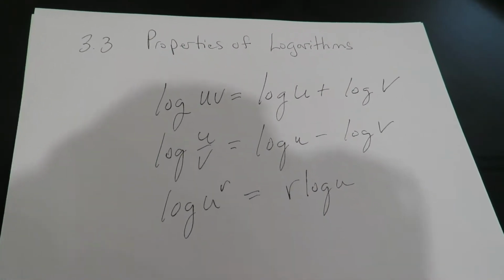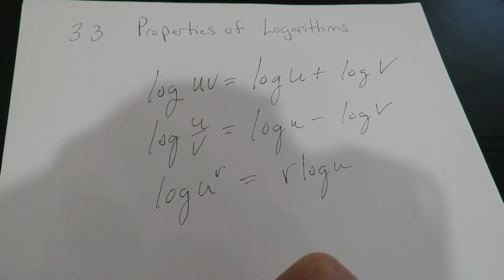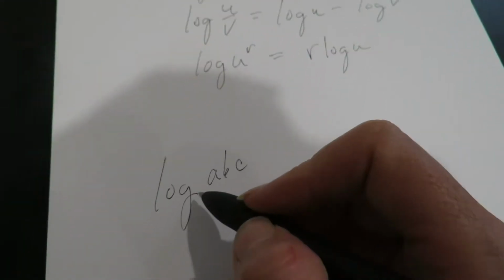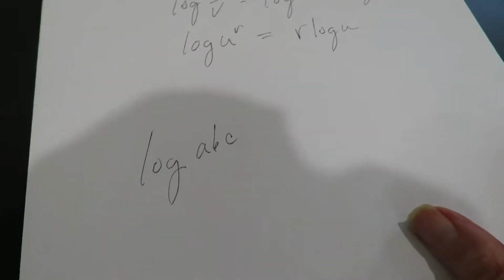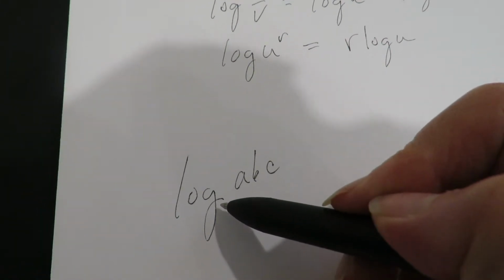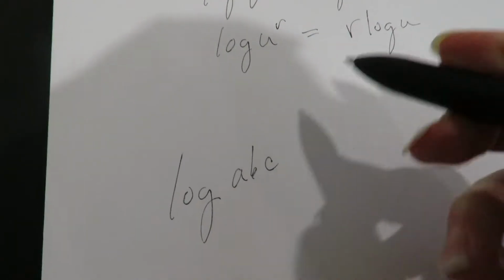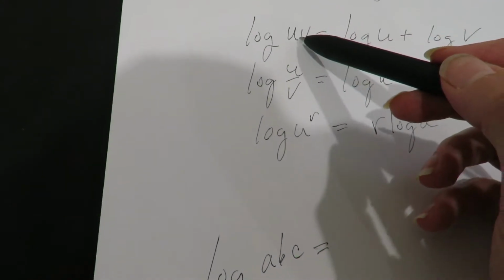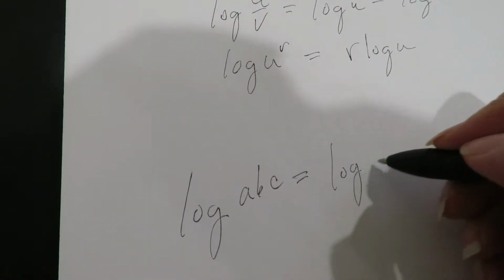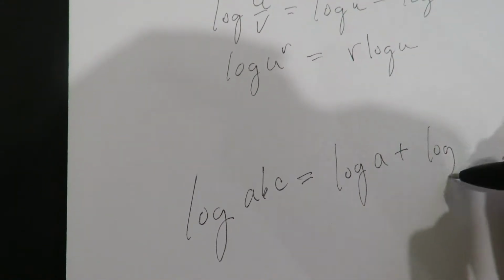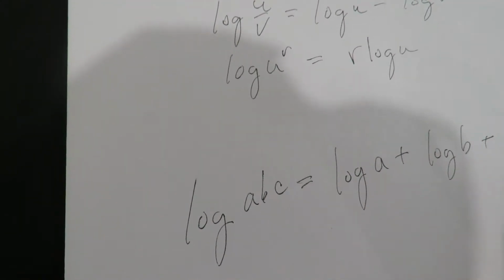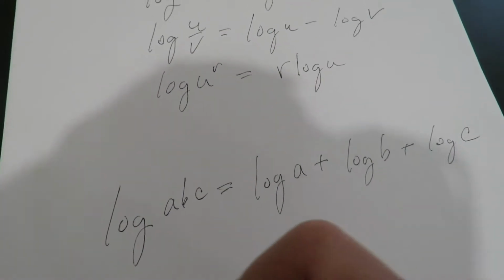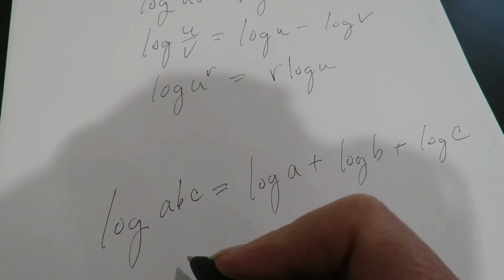All right, so you're going to do something like this. Like if somebody gives you log ABC or something like that. By the way, if there's nothing written as a base, remember, assume that it's a 10. So if somebody does something like this, A times B times C, that would be the first rule. So that would break into log A plus log B plus log C, because it's multiplication, and multiplication breaks to addition.